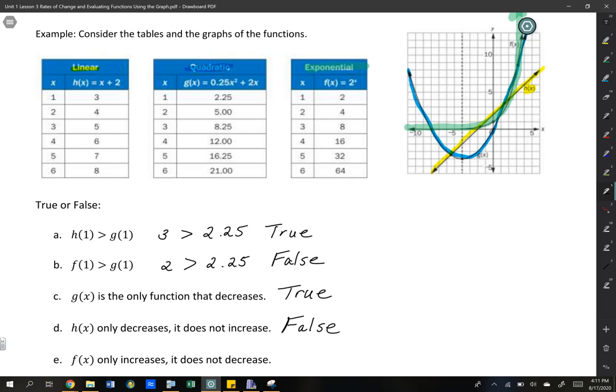f of x only increases, it does not decrease. All right, so f of x is in green. f of x is increasing the entire time, so this one would be true.